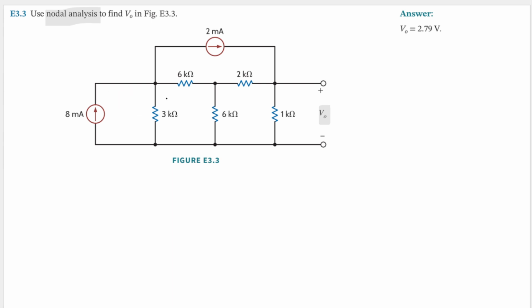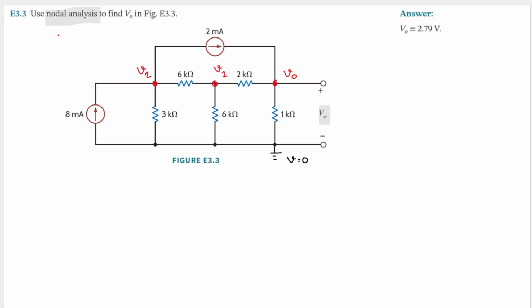Okay, let's set this bottommost node here as our ground. So the voltage here will equal 0. And we need to do KCL at this node here. Let's name this node as V0, and then let's name this node here as V1, and then let's name this node here as V2. So we have V0, V1, and then V2.